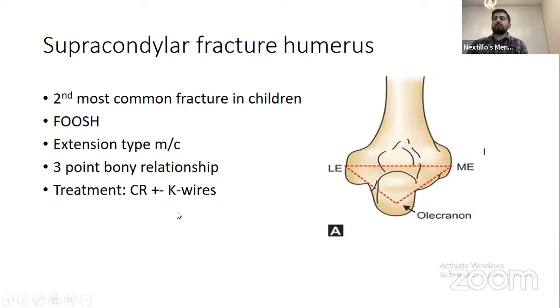Now, the treatment of choice in these fractures depends upon the type of displacement. There are usually 3 types of fractures, but we are not going to go into those details. In type 1 injuries, the displacement of the fracture fragments is minimal, and they are usually treated by closed reduction and casting. In type 2 and 3 injuries, there is large displacement of the fractures, and these are usually treated with closed reduction and K-wire fixation.